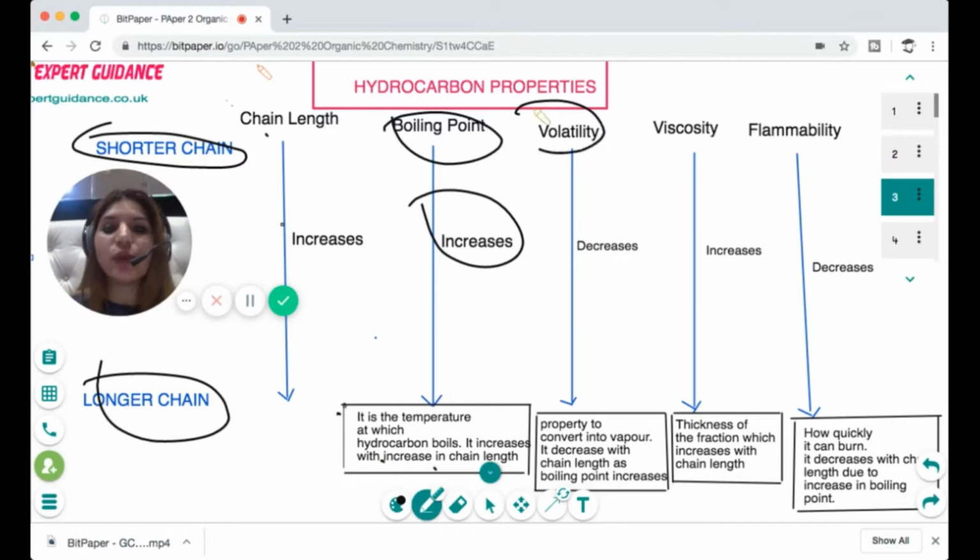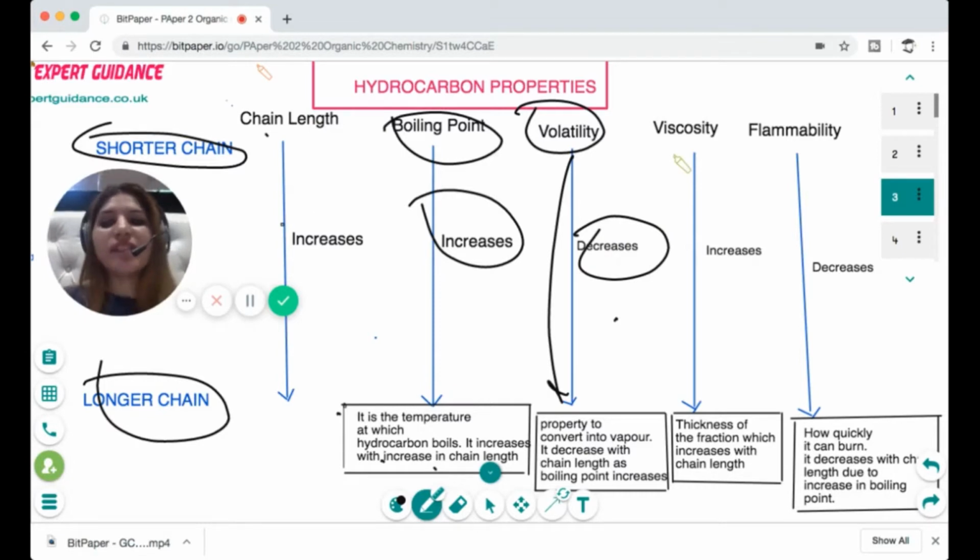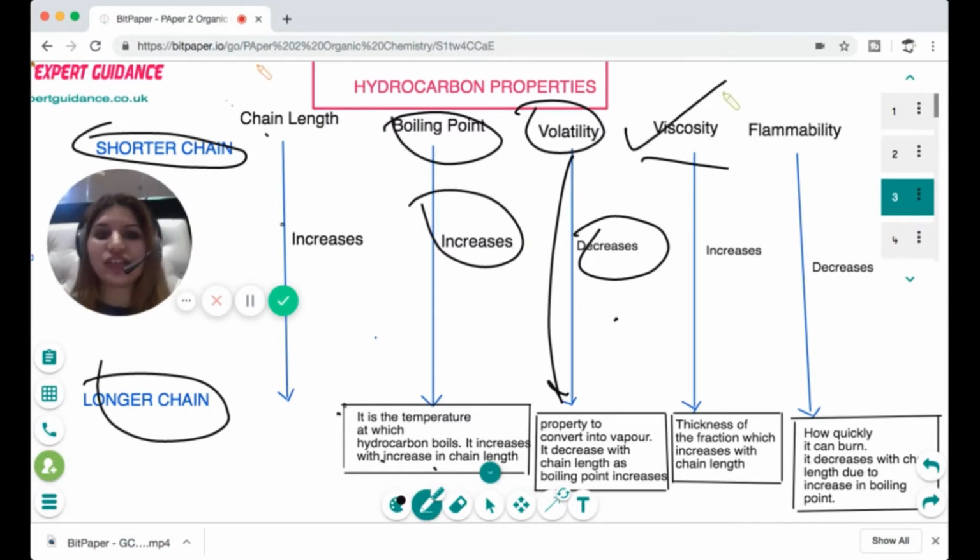Next is volatility. Volatility is a property of how quickly a substance can convert into a vapor. And naturally, lower the boiling point, more volatile the substance would be. So with increase in chain length, the volatility decreases. Next is viscosity. Viscosity is the thickness of the fraction, and naturally greater the chain, greater is the thickness, so the viscosity increases as the chain length increases.